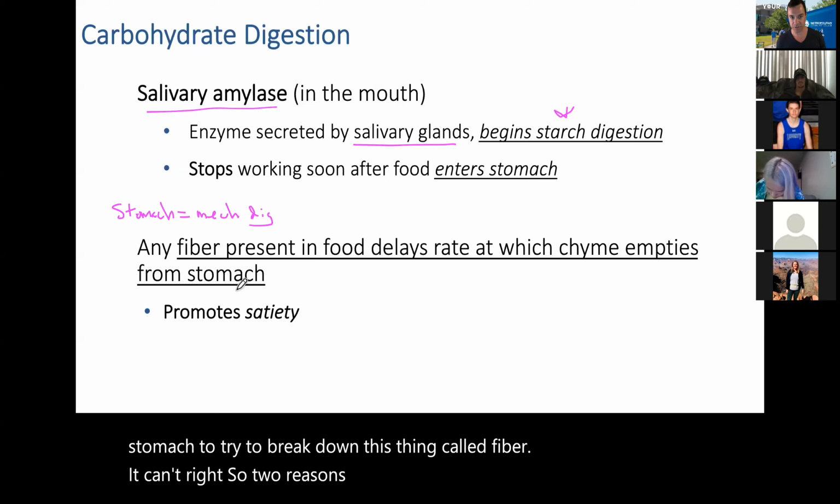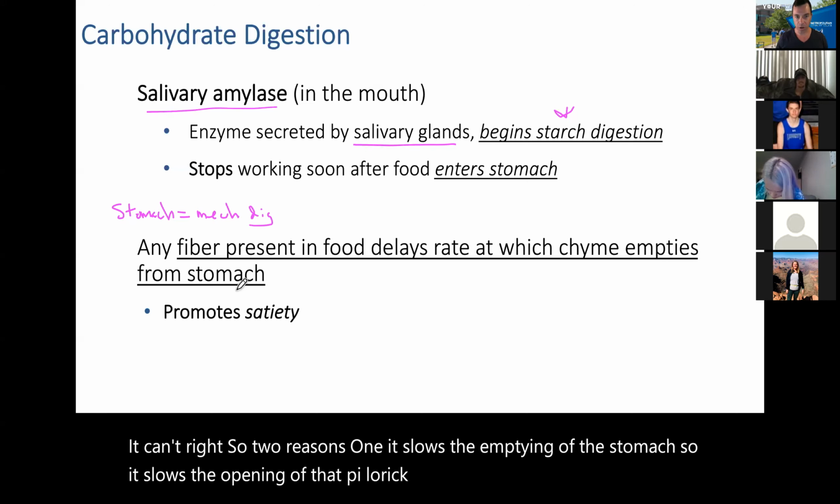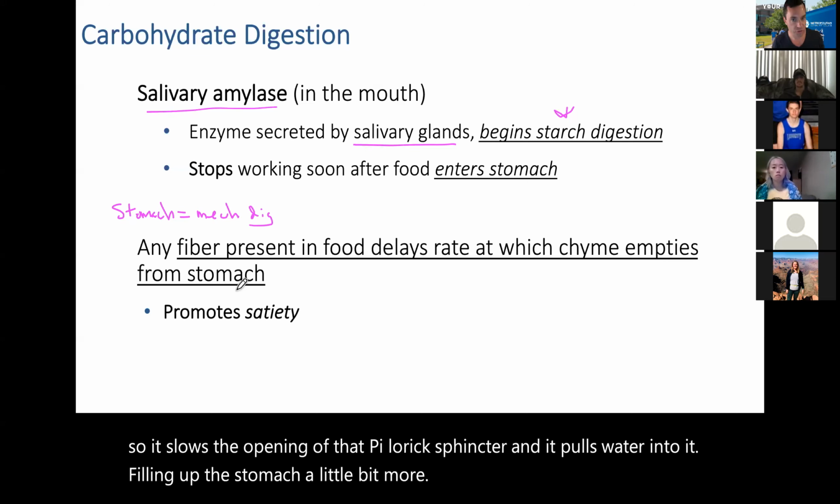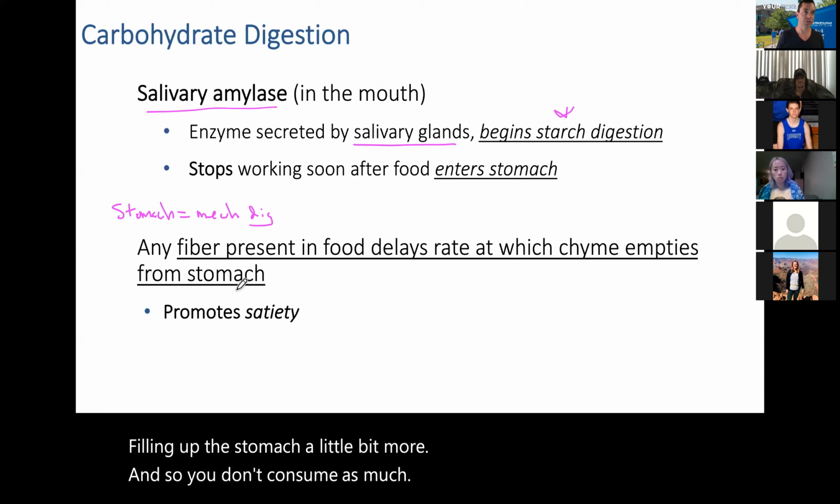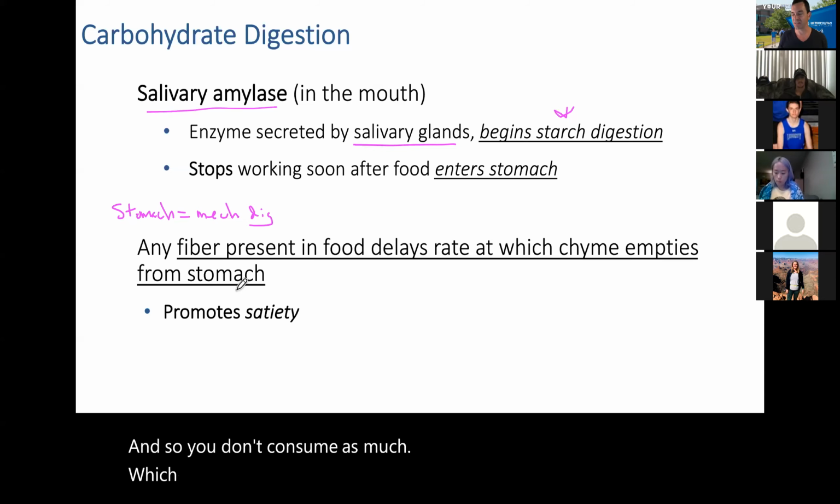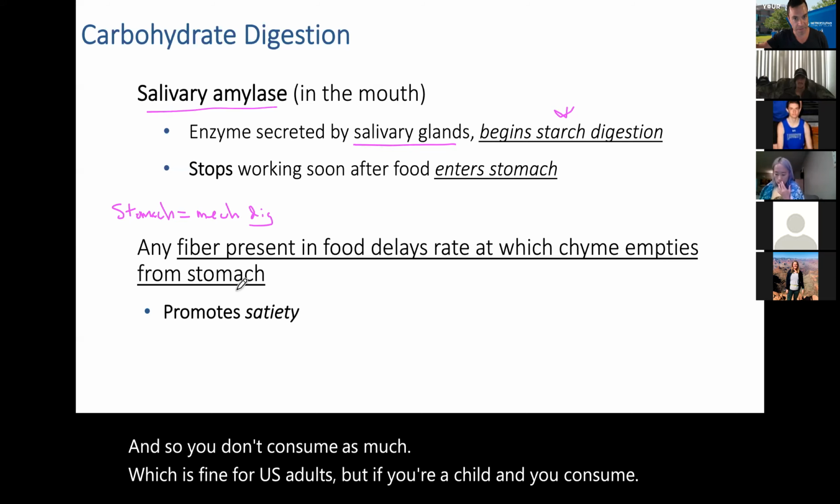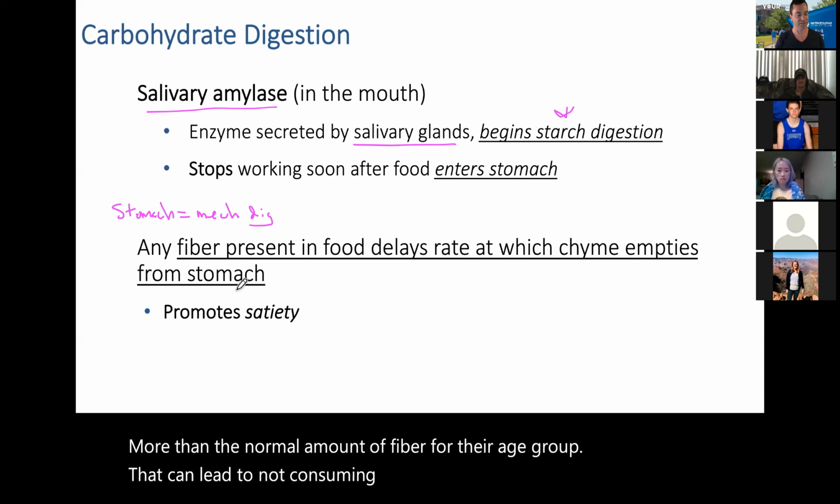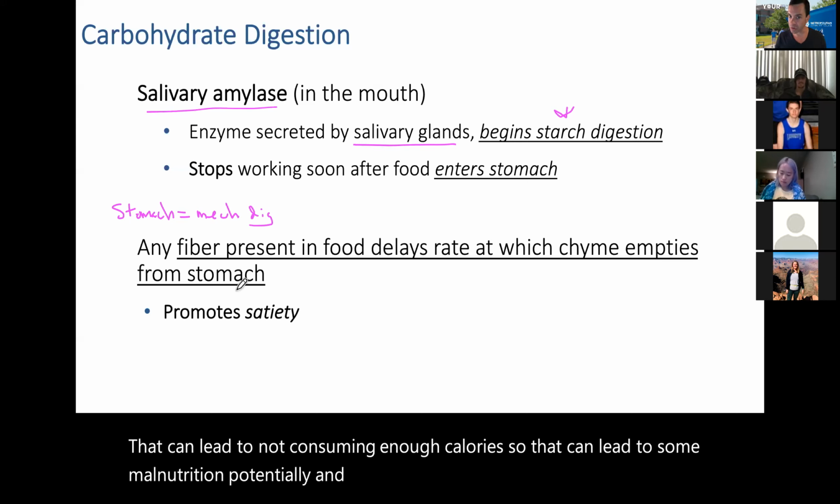One, it slows the emptying of the stomach, so it slows the opening of that pyloric sphincter, and it pulls water into it, filling up the stomach a little bit more, and so you don't consume as much, which is fine for us adults, but if you're a child and you consume more than the normal amount of fiber for their age group, that can lead to not consuming enough calories. So that can lead to some malnutrition potentially in children. Fiber is important for them, but not an excessive amount of fiber.